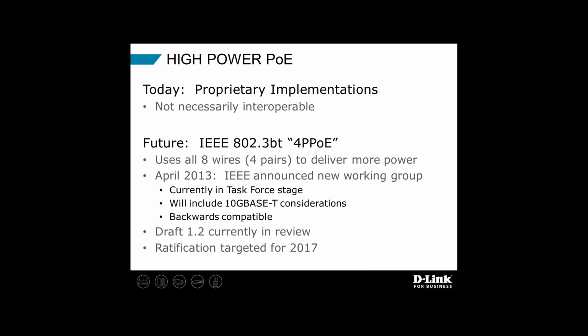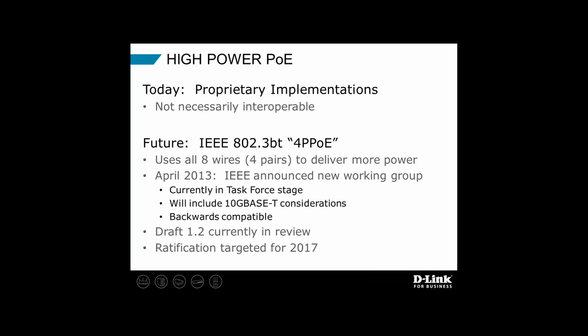The nice thing is they're looking at 10GBASE-T considerations as well. 10GBASE-T is 10 gigabit over 100 meters of LAN cable. So to be able to do PoE and 10GBASE-T is going to be a really nice thing. And of course the BT standard will be backwards compatible with AT and AF.